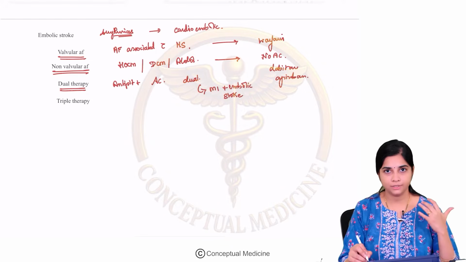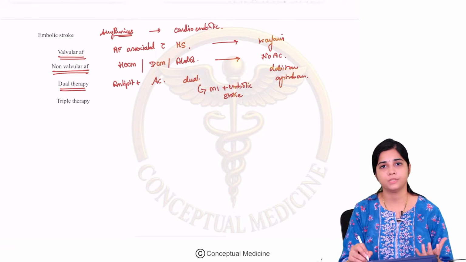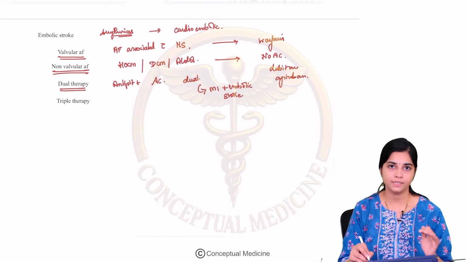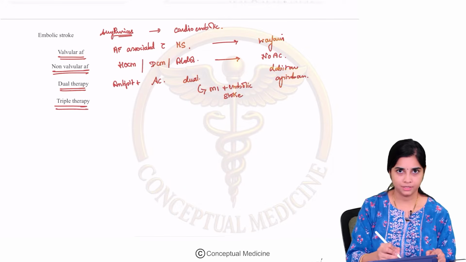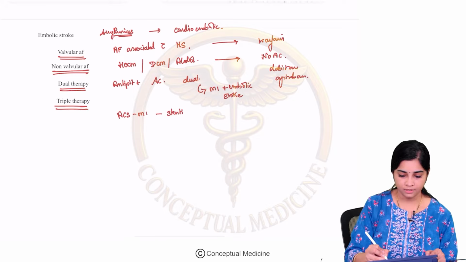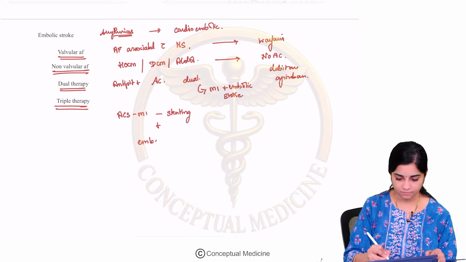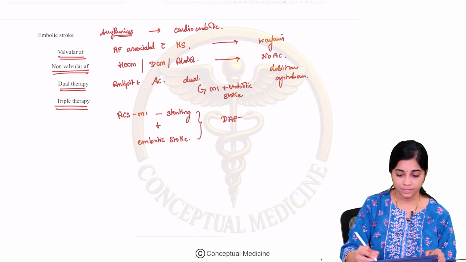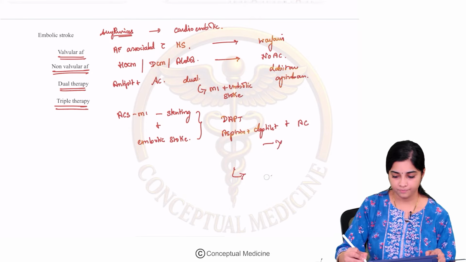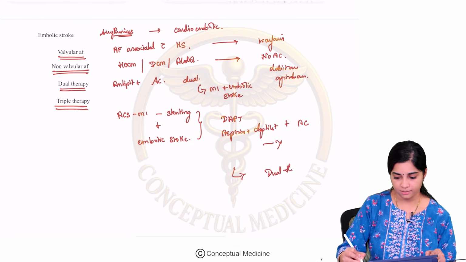So you do have MI and you have to treat the MI. So in these conditions you will give dual antiplatelets. You will give antiplatelets along with your anticoagulant. What is triple therapy? Right? So in patients who have had an ACS, MI and undergone stenting, okay, and they have an embolic stroke, then in these patients you will have to give dual antiplatelets, which is your aspirin plus clopidogrel plus anticoagulation for 1 year, followed by only a dual therapy can be done.